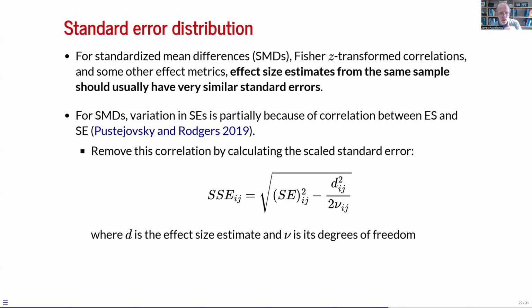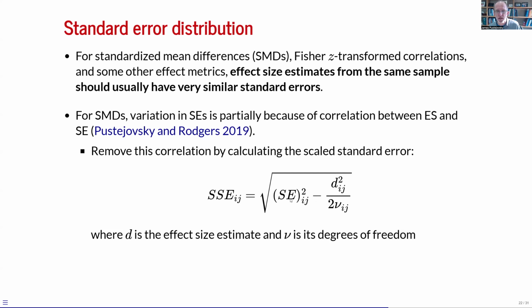So we suggest computing a modified standard error, what we call a scaled standard error, that removes this correlation and that should therefore remove some of the within-study dependence. This is sort of like removing the within-study variation that we know is just an artifact of this correlation.